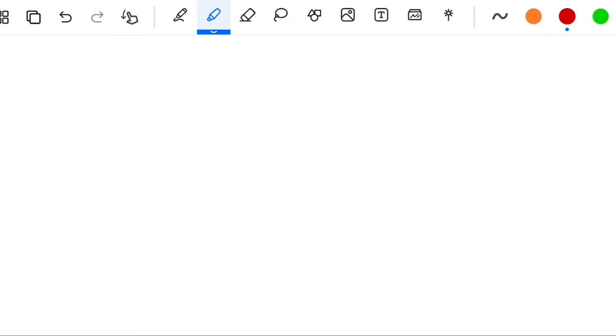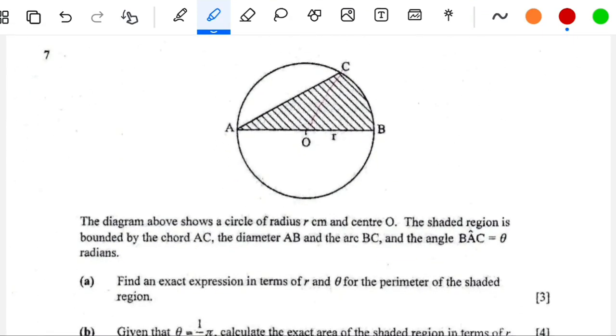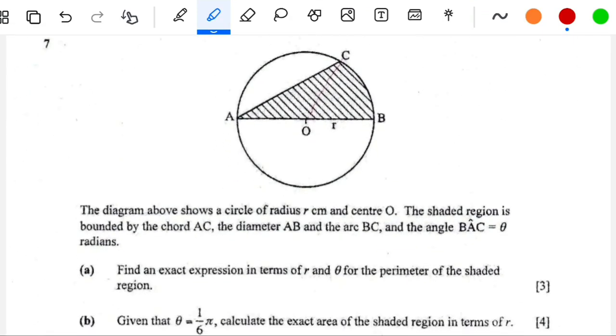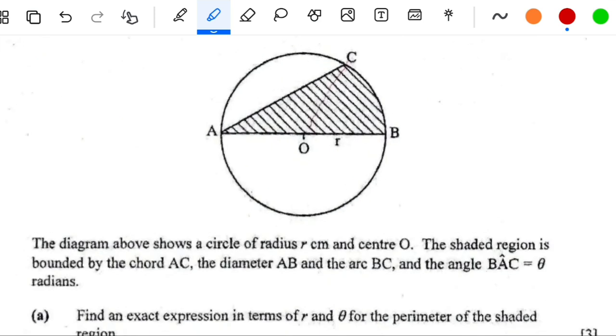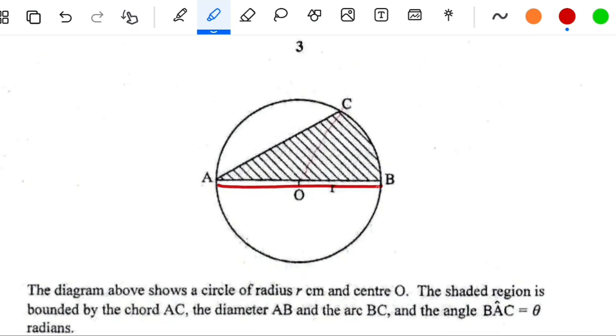Now we are on number 7. Number 7 is a shape, and the question says the diagram above shows a circle of radius r and center O. The shaded region is bounded by the chord AC, the diameter AB and arc BC, and the angle BAC is theta radians. Find the exact expression in terms of r and theta for the perimeter of the shaded region. Okay, for the perimeter we know this one, which is 2r. We know this one because it is what? It is the perimeter of a sector.